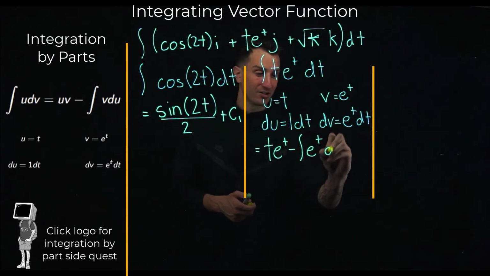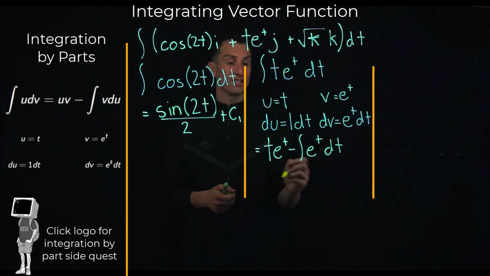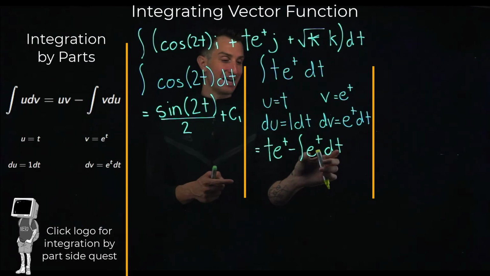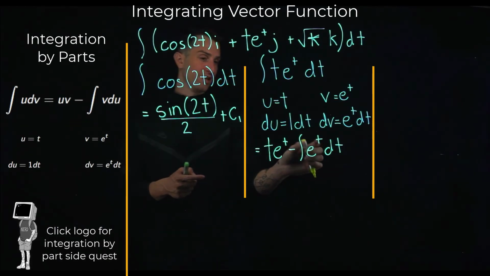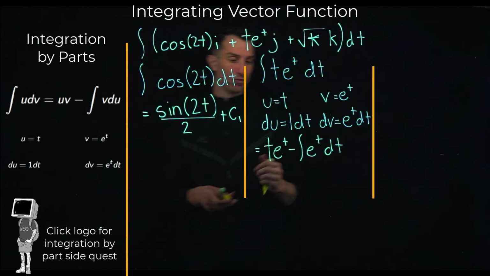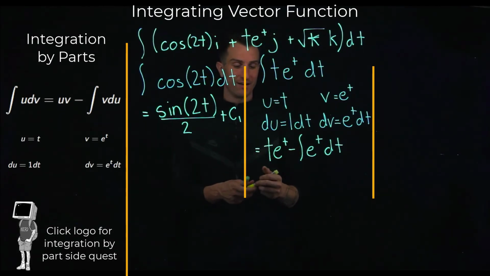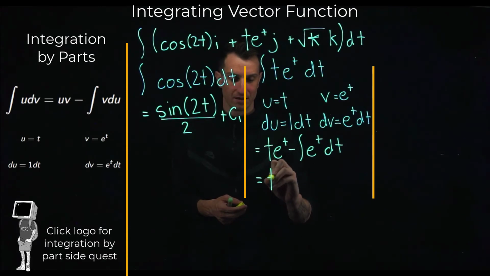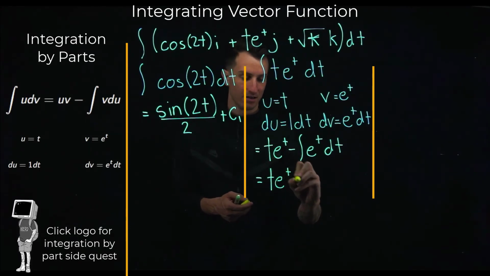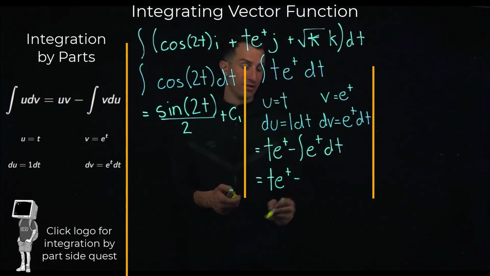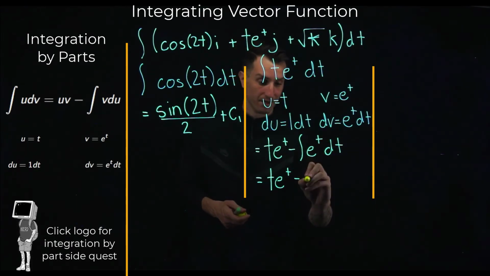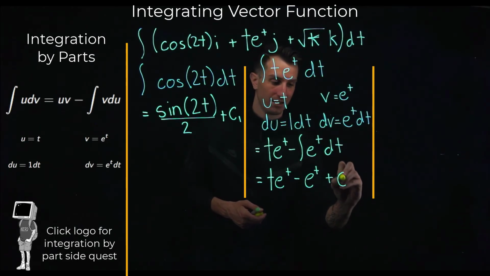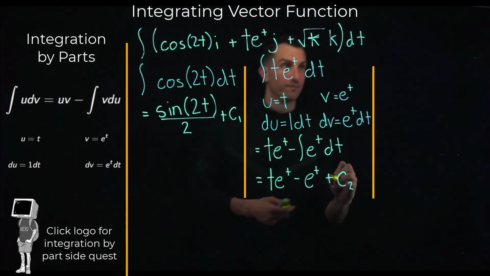And the reason why, let's pause for a second. The reason why we chose u to be t is that when I took its derivative, it gave me something nicer to deal with in my integral. This 1 dt is very nice to deal with. So finally, our answer is t e to the t minus the integral of e to the t, which we already know. It's e to the t plus some constant, we'll call it c2. Awesome.